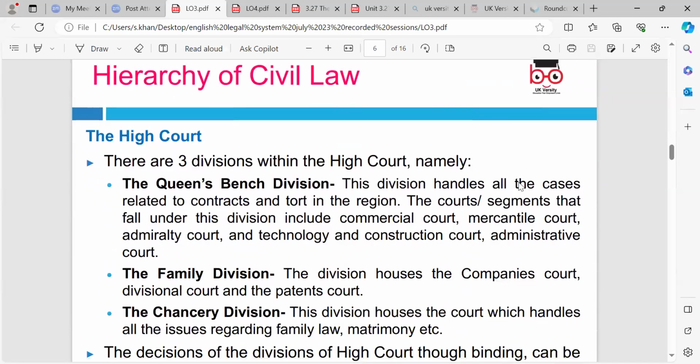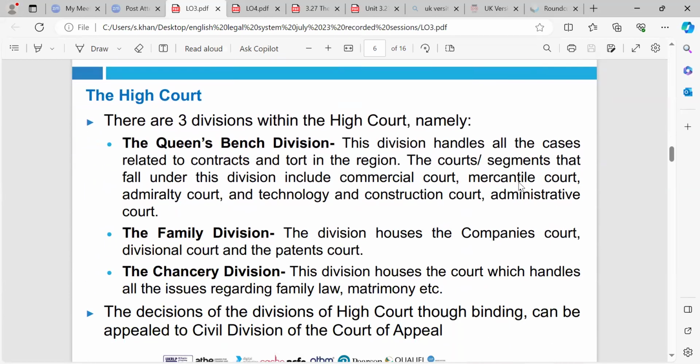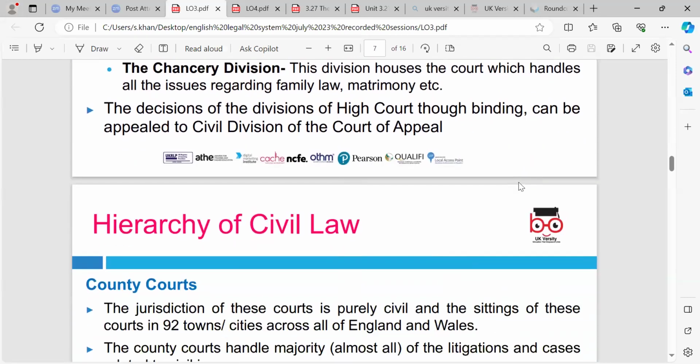We then went on to the High Court and identified that there were 3 divisions within the High Court. So you've got the Queen's Bench Division, which deals with cases relating to contract, tort, and mercantile law, commercial law. Then the Family Division, which deals with all family cases. The Chancery Division deals with companies and patents. And then the decisions of the High Court can be appealed to the Civil Division of the Court of Appeal.